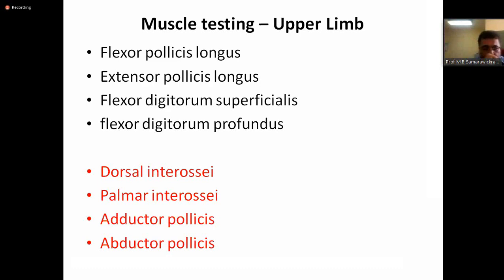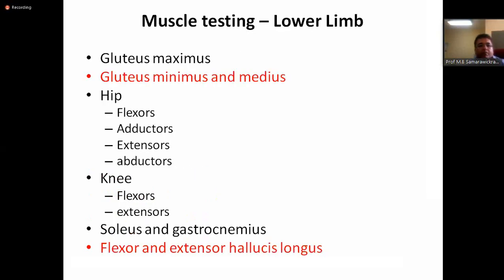Then to test the flexor digitorum superficialis, you have to cancel the action of the flexor digitorum profundus by extending all the fingers and asking the patient to move the remaining finger, right? The flexion of your small finger is then done only by the flexor digitorum superficialis. Like that, you can test all the other fingers as well. Then the dorsal interossei, palmar interossei, adductor pollicis, abductor pollicis: all these we have to remember how to test individually.